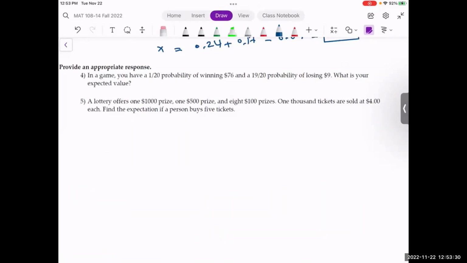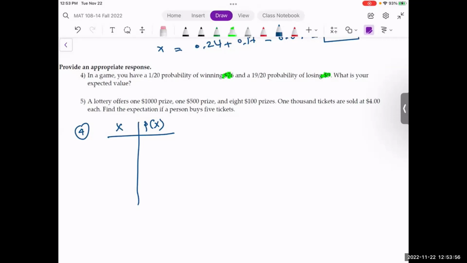All right, number 4. So what I'm going to do is a table here. It's going to be the X's and the probability of X. That's what I should do, right? So X and probability of X. What are the possible values of X, guys? The possible values of X are the dollar amounts, right?